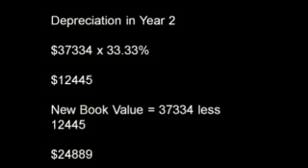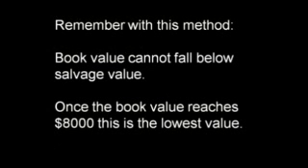Depreciation is 33.33%, or 1/3 of $37,334. That is $12,445. The new book value is $37,334 less $12,445. That's $24,889. One point to remember when this method is used is that the figure for the book value cannot fall below the salvage value. A third method for determining depreciation is called the sum of the year digits.